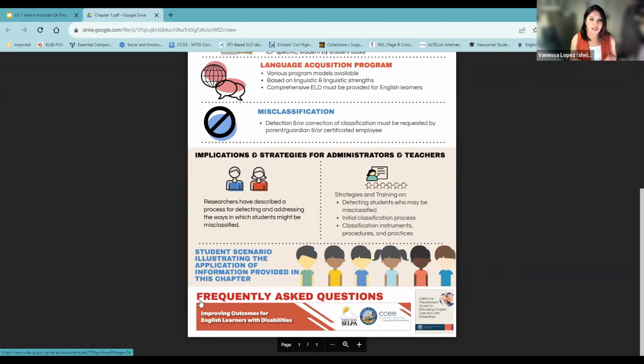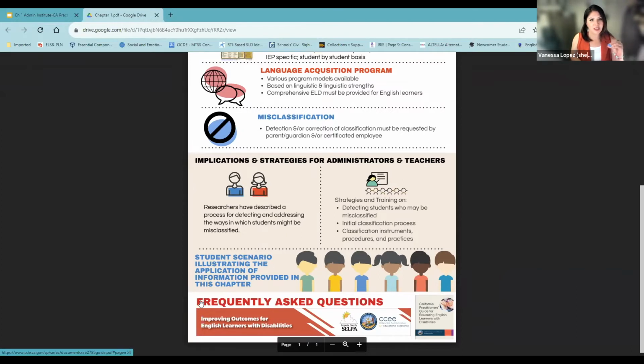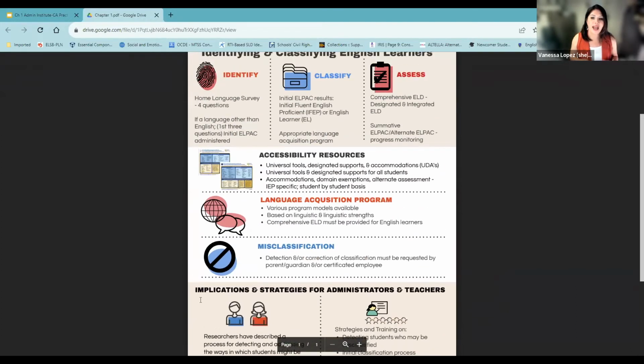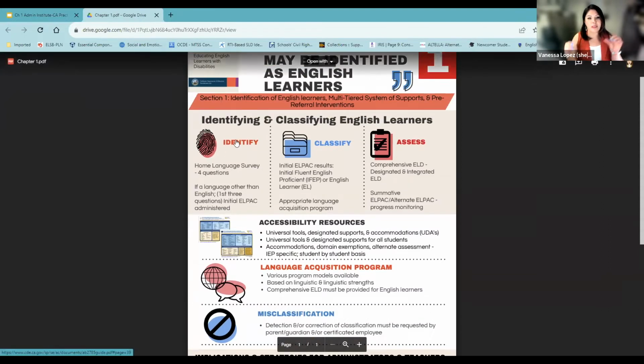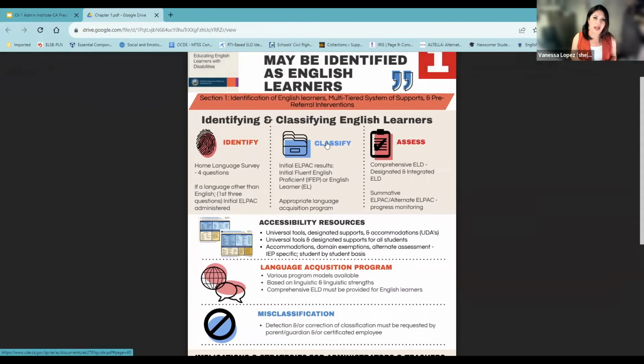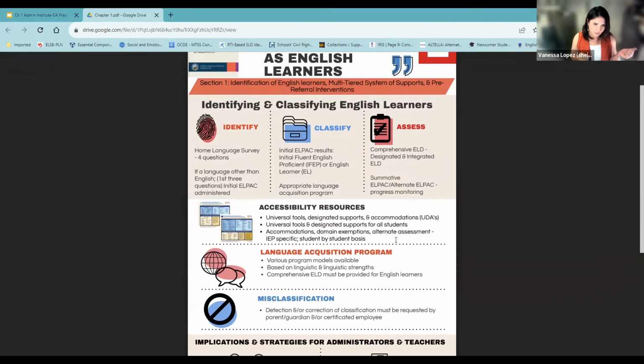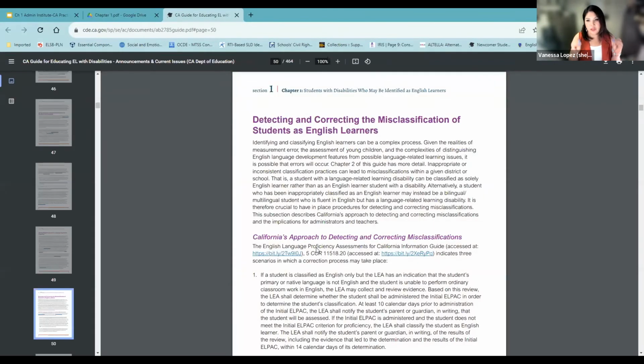One of the things that I forgot to mention is that every single section that you see here highlighted has an active link that when you click on it, it directs you specifically to that page of the California Practitioner's Guide where this area is covered in more detail. So for example, if Lupita were to click on misclassification, which is right there, it would pop it open and it would go straight to the section of the California Practitioner's Guide that deals exactly with that issue.